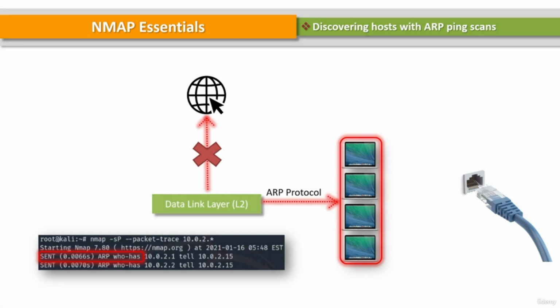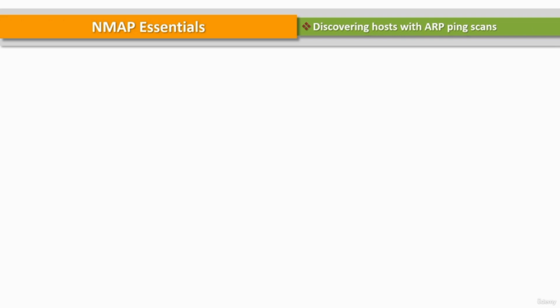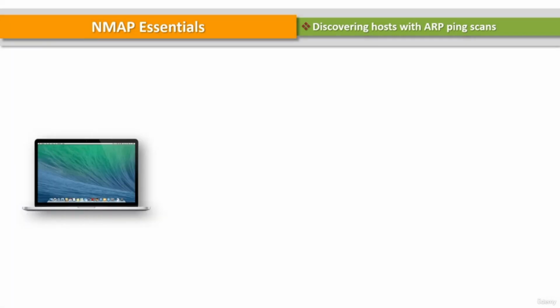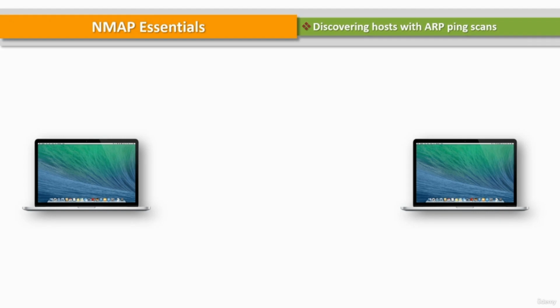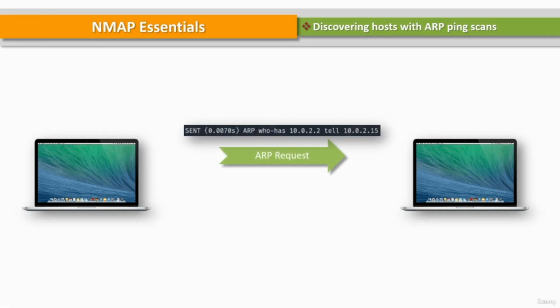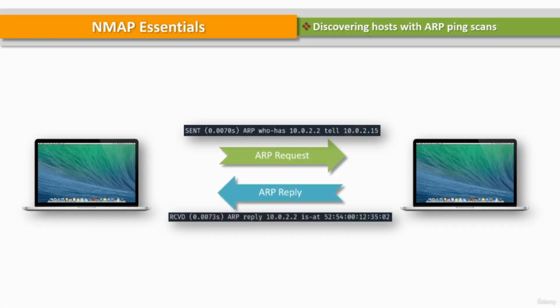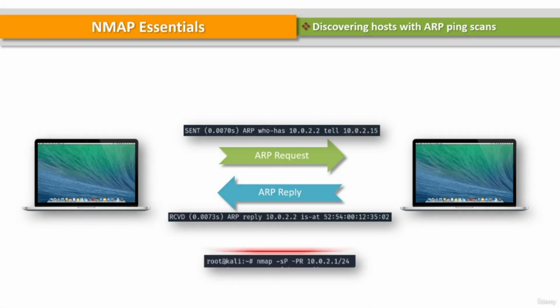All right, so how does ARP ping scanning work? It works in a pretty simple way, actually. A regular ARP packet request looks for the MAC address using the device's IP address. Nmap sends ARP requests to the destination IP addresses, and if a host responds with an ARP reply, that means a host is online. Nmap uses the -PR parameter for ARP discovery. So let's go ahead and try this.